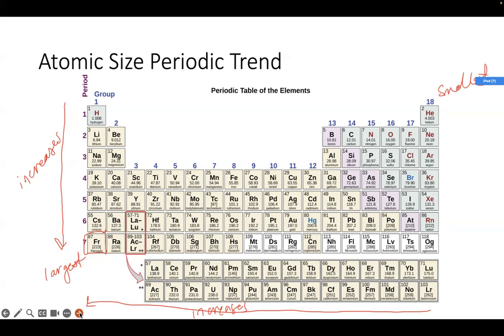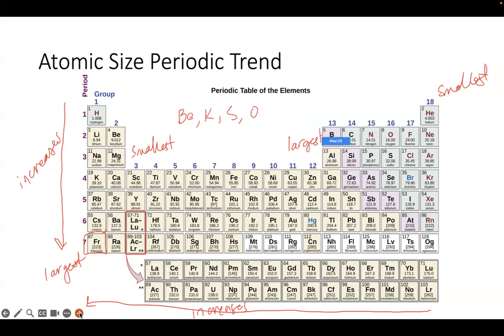So on the exam and on your OWL, sometimes you're given a set of elements and you have to rank them from smallest to largest, or you have to pick out the smallest or the largest. So let's do that quickly here. Let's say beryllium, potassium, sulfur, oxygen. All right, so let's list them from smallest to largest.